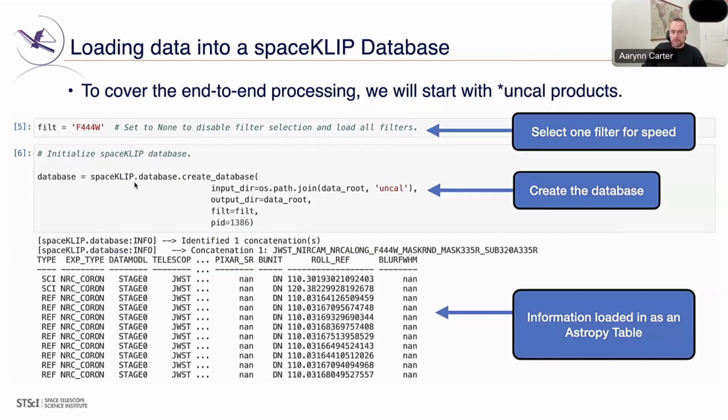And we run this command, spaceKLIP create database. We're telling it where our input directory is, where our output directory is. It's filtering over the filter we've given it, and we've told it what proposal ID to look for. And then you can see everything gets loaded into this nice AstroPy table. It's telling us a bunch of information about all of the files we've loaded in, which ones it knows are science images, which ones it knows are reference images, the stage of the data that it's at, the role of the telescope at the time, and a bunch of pre-populated columns that are generally useful throughout the reduction and analysis process.